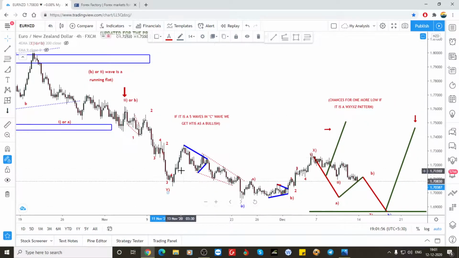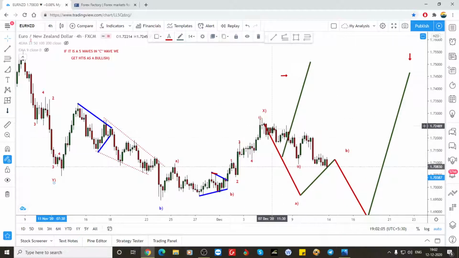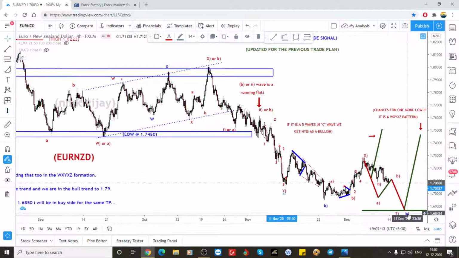What I said here is A. So ABC is a B and ABC is a C. So that is the X wave. So again one more A is possible, or it could continue as a WXY. So it is still in a downtrend, and again there are a lot of chances of making that 6850, or it could be again 6.